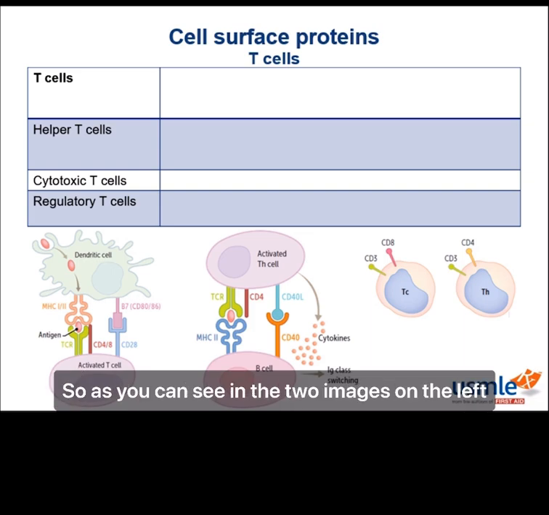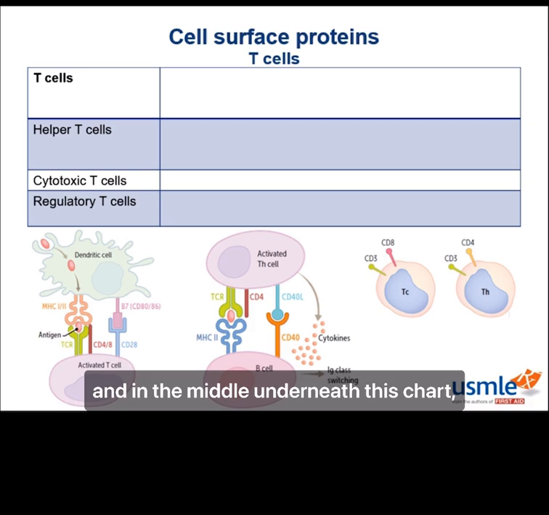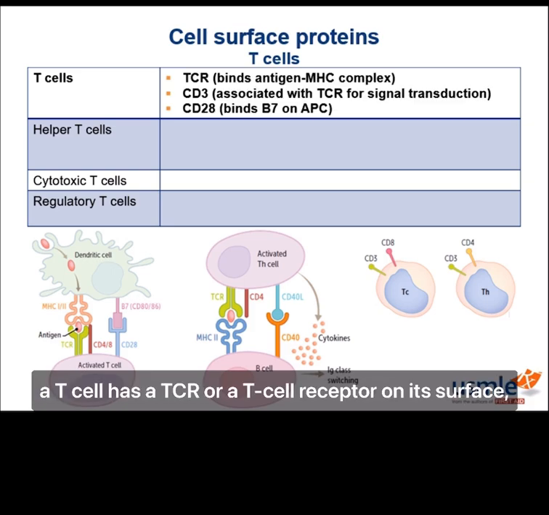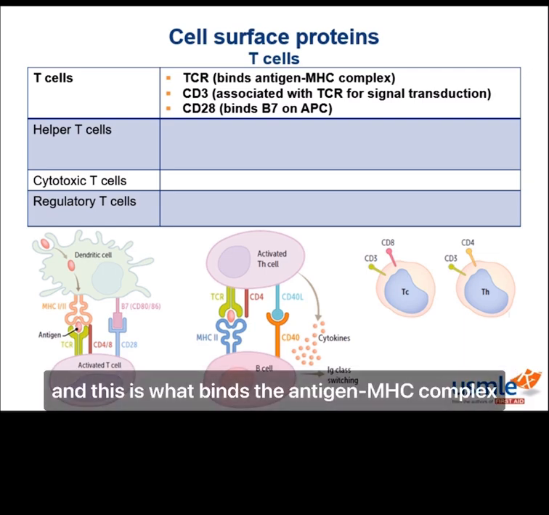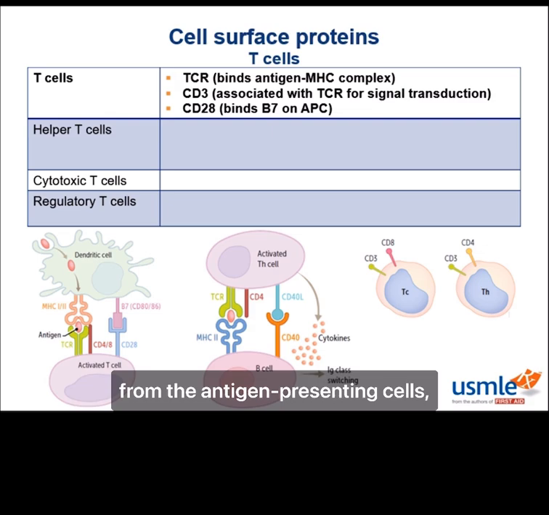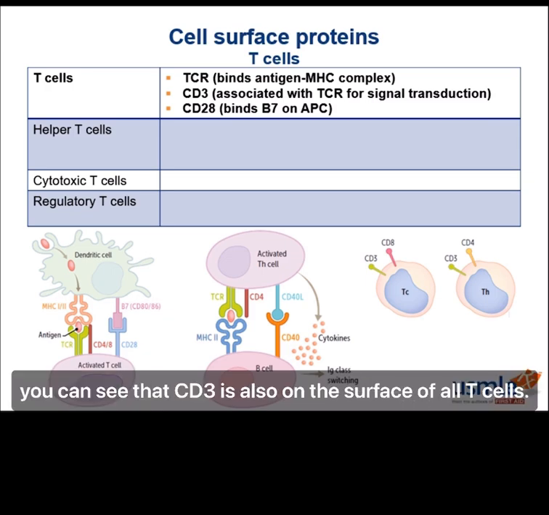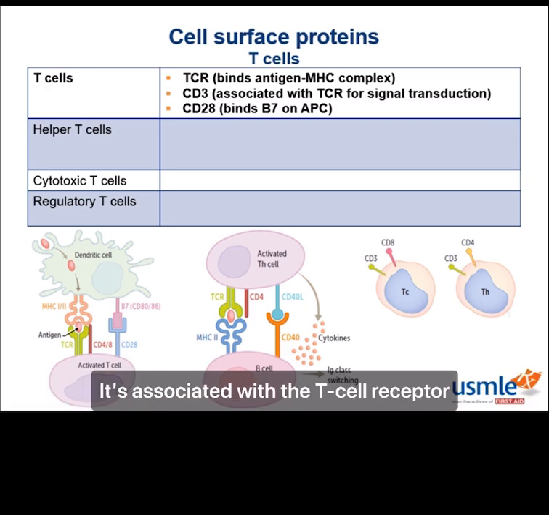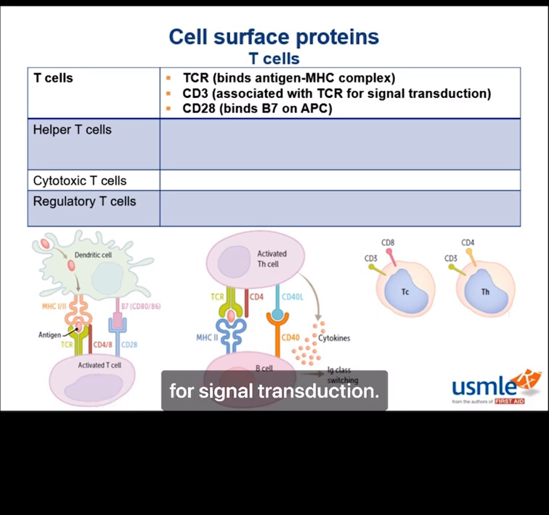So, as you can see in the two images on the left and in the middle underneath this chart, a T cell has a TCR, or a T cell receptor, on its surface, and this is what binds the antigen MHC complex from the antigen-presenting cells, like dendritic cells and B cells. Now, over on the right side, you can see that CD3 is also on the surface of all T cells. It's associated with the T cell receptor for signal transduction.